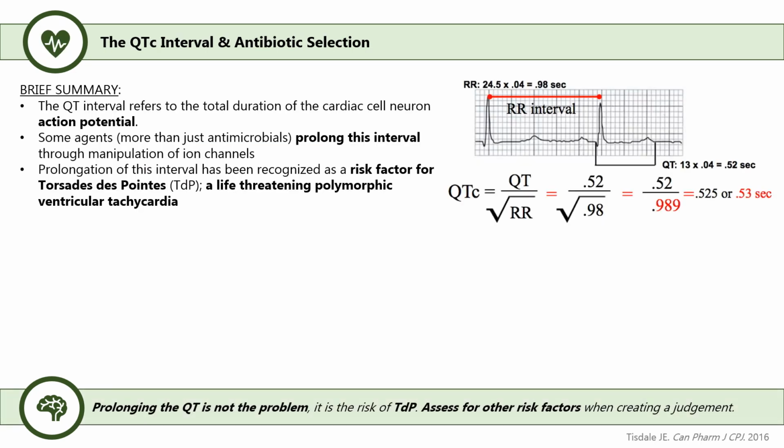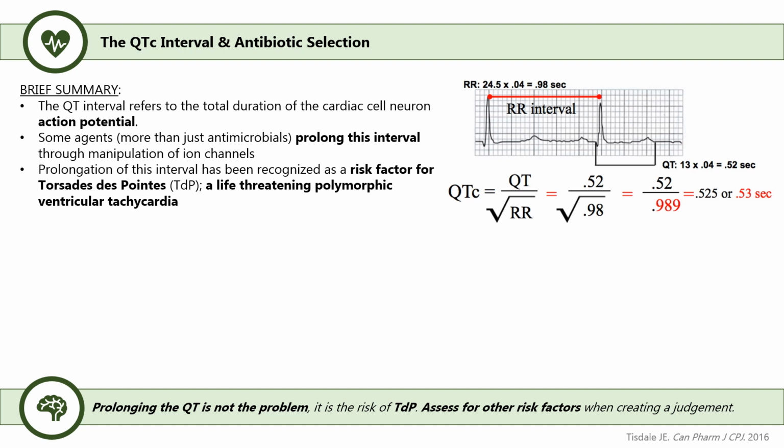The QT interval is a common consideration as a drug-related problem for many medications. In brief, the QT interval refers to the total duration of the action potential from the Q wave to the T wave. Prolongation of this ECG interval has been identified as a risk factor for a life-threatening form of polymorphic ventricular tachycardia called torsades, or TdP. Various agents extend this interval through ion channel manipulation. For antibiotics, this is mainly fluoroquinolones and macrolide antibiotics.